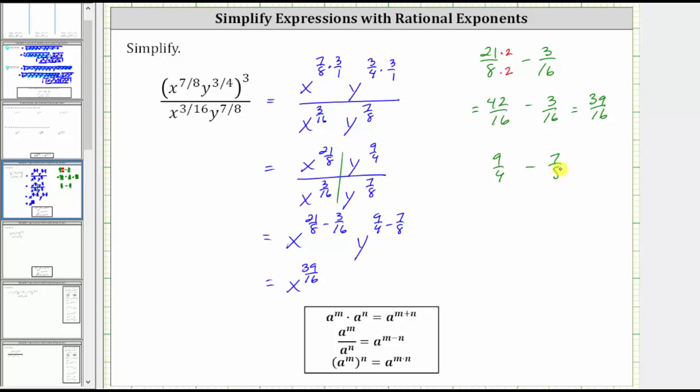And then for the exponent on y, we have 9/4 minus 7/8. The least common denominator is 8, and therefore we multiply the numerator and denominator of 9/4 by 2 to create an equivalent fraction with the denominator of 8. This gives us 18/8 minus 7/8, which is equal to 11/8. Which gives us y raised to the power of 11/8. This is the simplified form of the given expression.